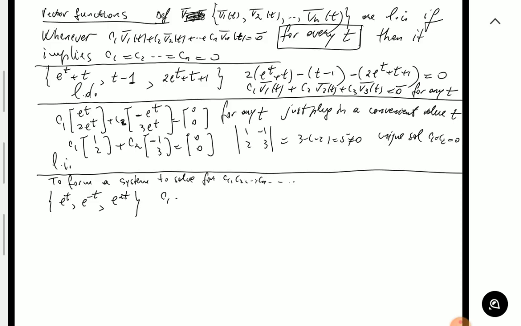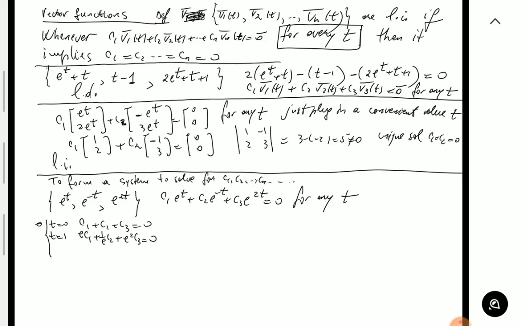So again, we're going to form our linear combination, which we assume holds for any t. Plug in three convenient values for t, the easiest ones you can find. So I'm going to plug in 0 for t. That gives me C1 plus C2 plus C3 equals 0. Another easy one would be 1. That gives me eC1 plus 1 over e C2 plus e squared C3 equals 0.